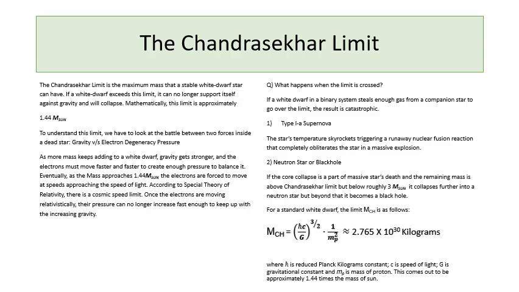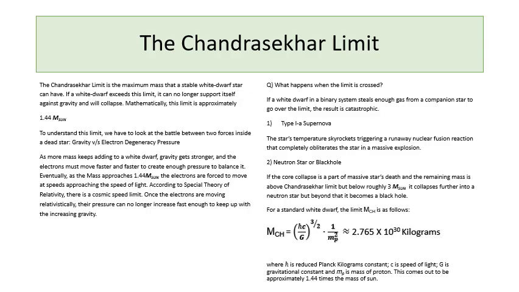If the core collapse is a part of a massive star's death, if it is a big star and the remaining mass is above the Chandrasekhar limit and roughly below 3 times the solar mass, it will collapse further into a neutron star. But if it is beyond that, it will become a black hole. So these are some results, and these results are also important for your own study, and you should also research more about why these neutron and black hole limits come.